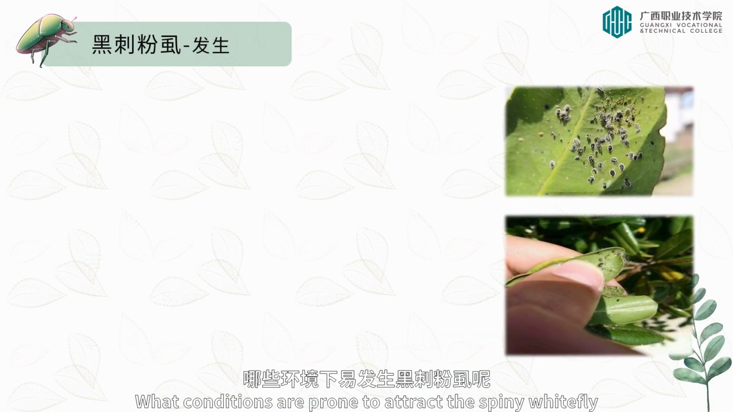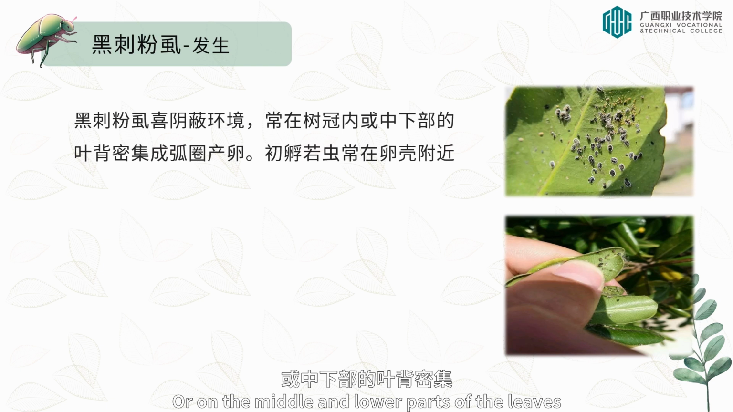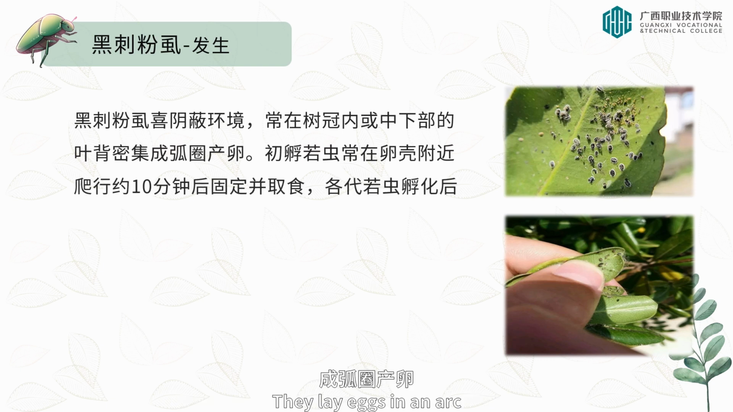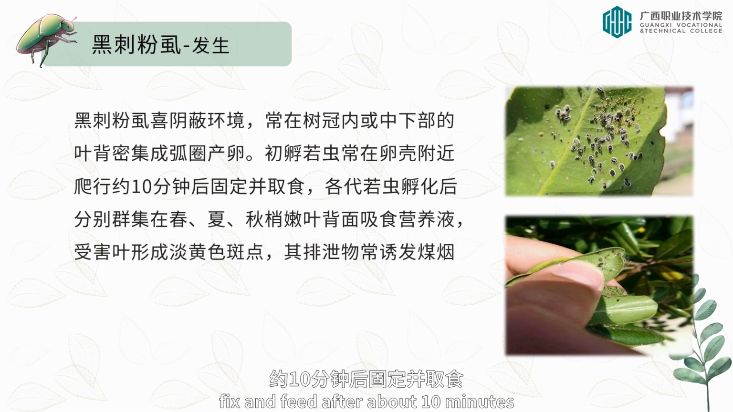What conditions are prone to attract the spiny whitefly? Spiny whitefly likes shady environment, often in the crown or on the middle and lower parts of the leaves. They lay eggs in an arc. The newly hatched nymphs often crawl near the eggshell, fix and feed after about 10 minutes.